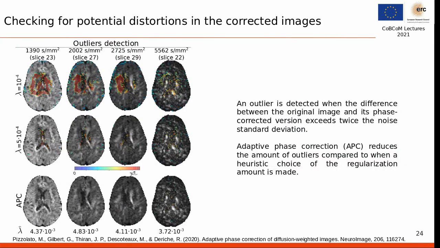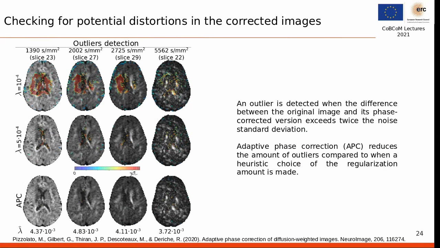So another important thing to do in such a case is to check whether we are inducing distortions in the transformed images. Indeed, we need to remember that we are actually transforming the tissue contrast by performing this adaptive phase correction. And one way to check that we are doing things correctly is by checking the number of outliers that we obtain in the images after performing this procedure.